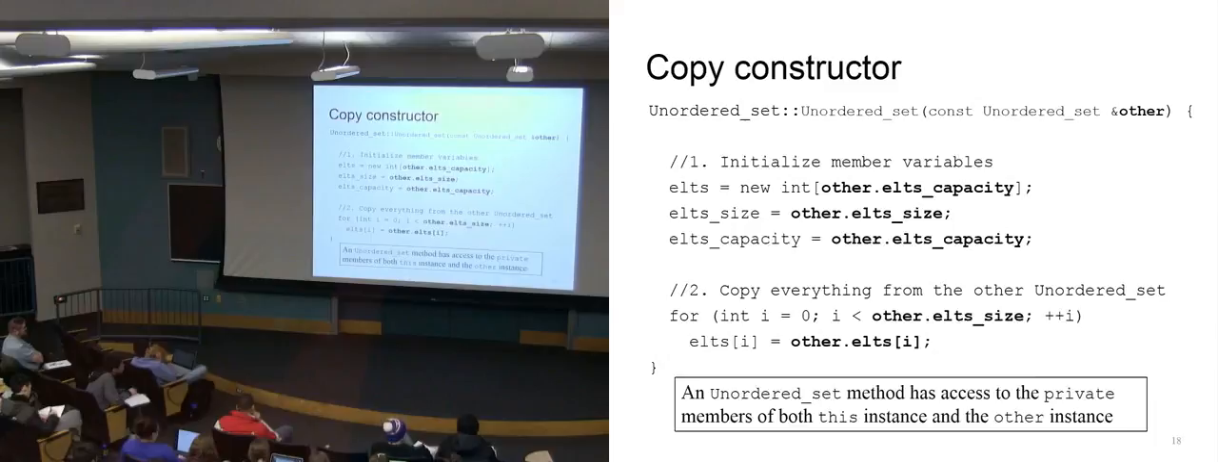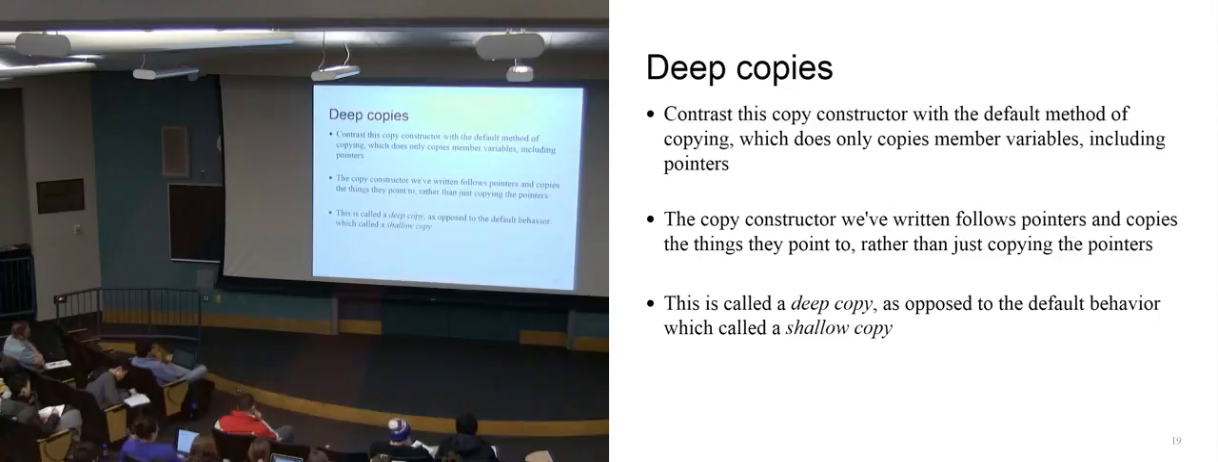So this copy constructor, we'll draw some pictures in a minute. But I want to contrast what this thing does compared to what the other thing did. This copy constructor is different than the default method of copying. The default copies the member variables, including pointers. The copy constructor that we just made copies the things the pointers point to.